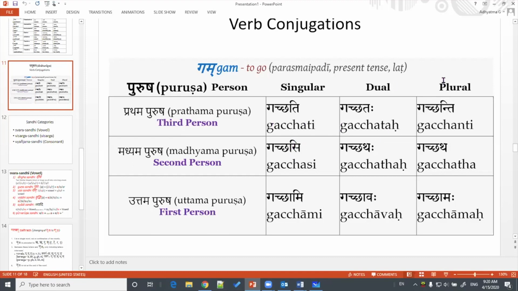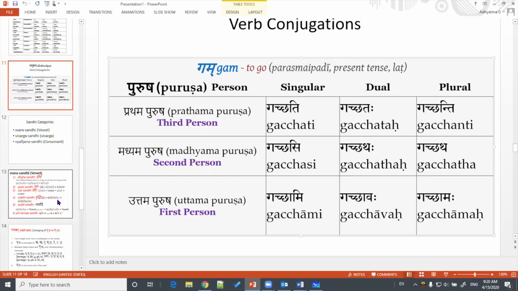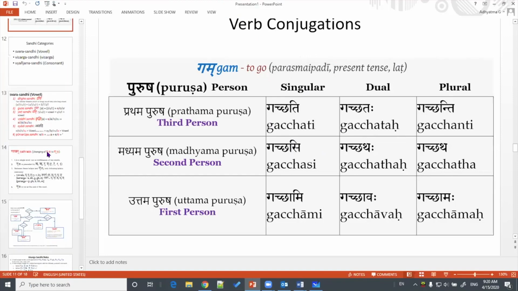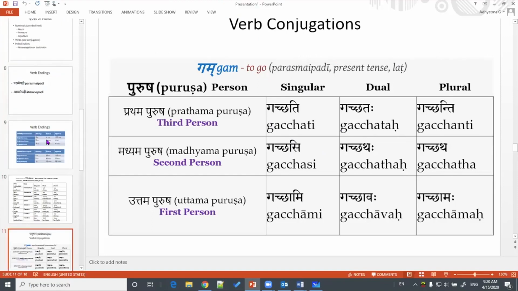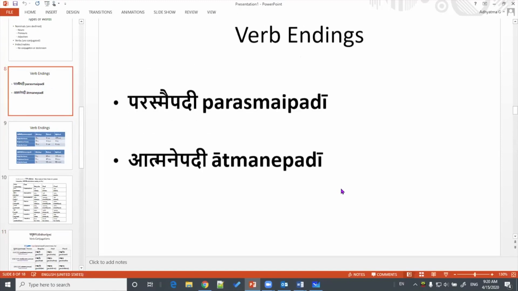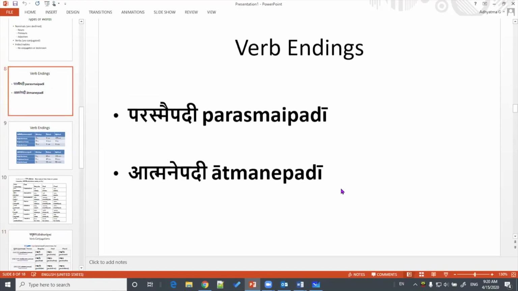So this was our gam table. And remember, there was one word which I had put in here, which I said I'll explain later, parasmaipadi. So today we'll see what this means. A verb has endings. You remember we had this table of endings, ti, tah, anti. So a verb table is actually formed from endings.